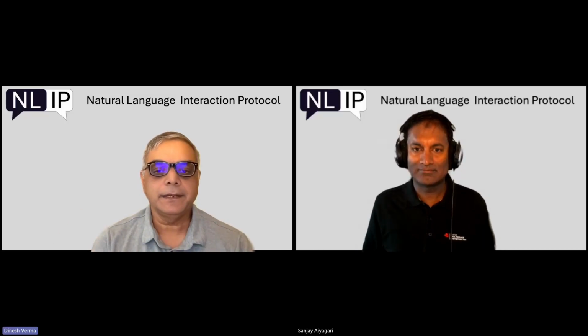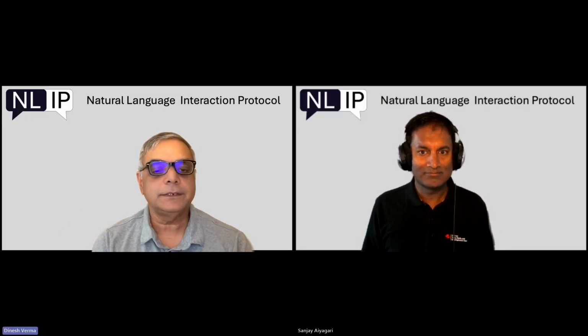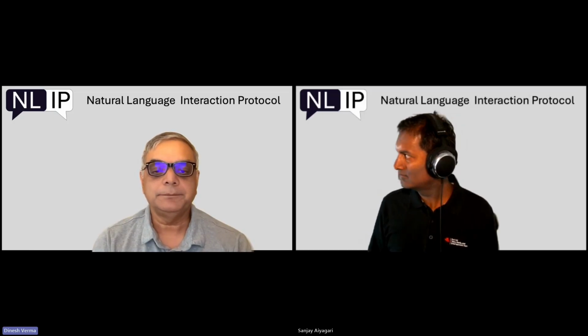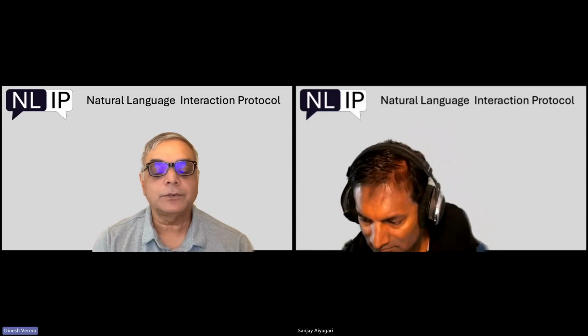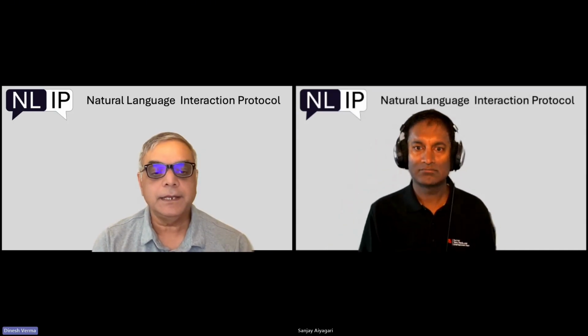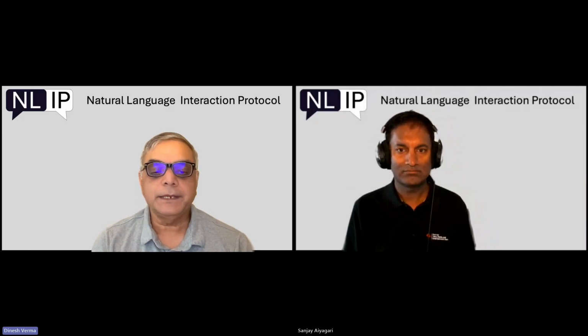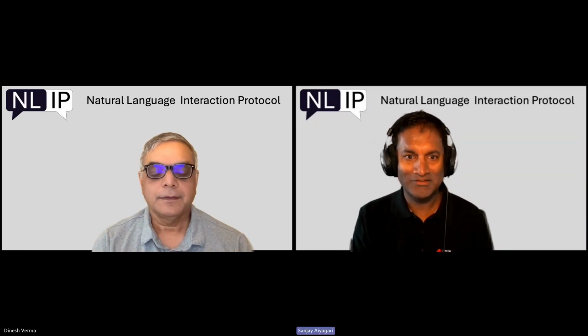I'm here with Sanjay Ayagiri of Red Hat for a technical discussion on Natural Language Interaction Protocol, or NLIP. It's an exciting new technology which applies generative AI to transform protocol design. Sanjay is a telecommunications area expert at Red Hat and has played a key role in defining standards such as AMQP. Hi, thank you very much, Dinesh.